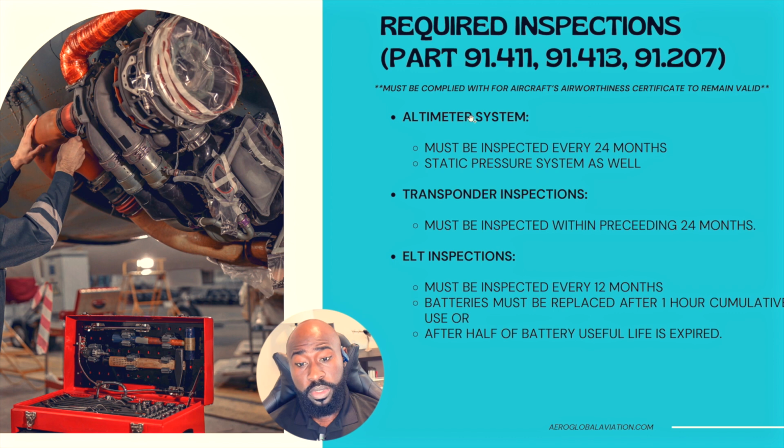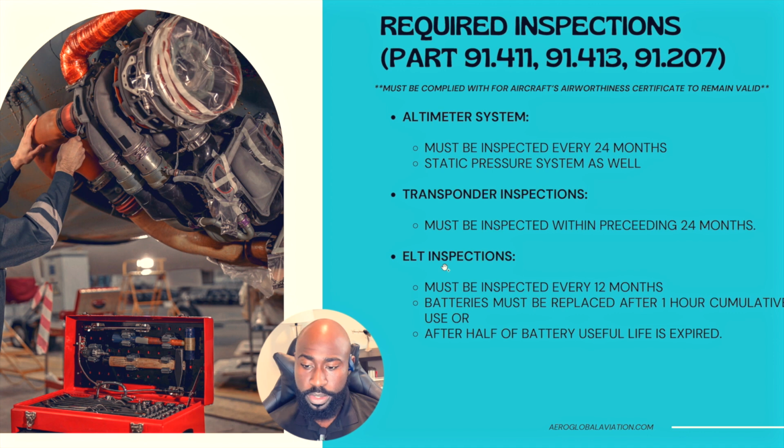You need to inspect the altimeter system. This must be done every 24 months. You also need to inspect the static pressure system as well. There's also a transponder inspection you need to do every 24 calendar months. And there are also ELT inspections you need to complete. The ELT inspections need to be done every 12 months.